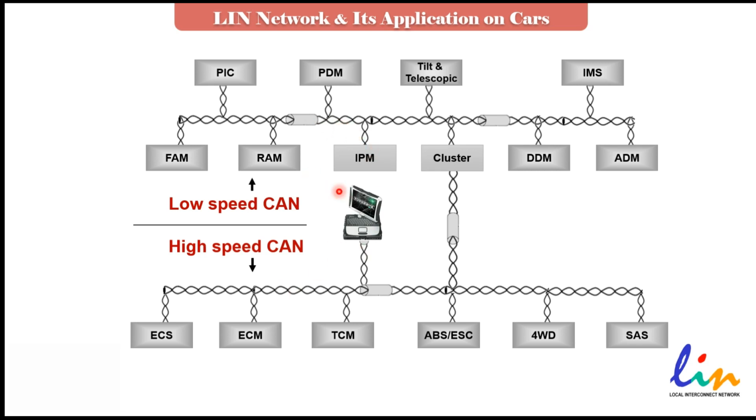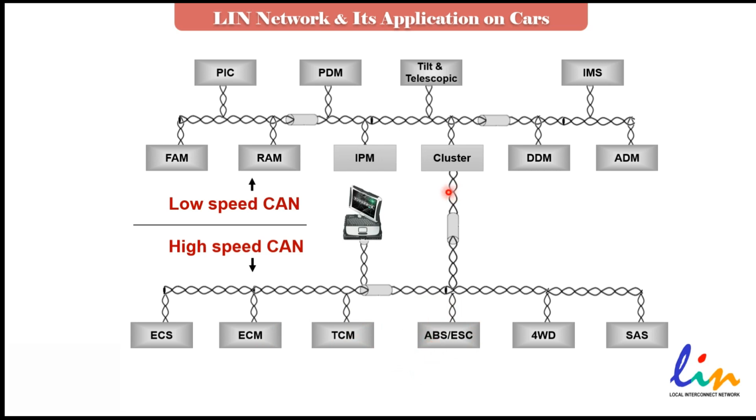So when you see these two classes of CAN right now, you see those control units which are really critical, like the engine, brake system, and transmission. These are really sensitive. We need to share the information between these control units as quickly as possible. That's why we are using the high-speed CAN.